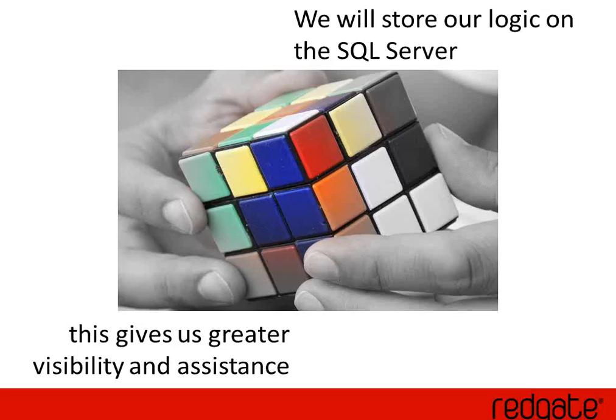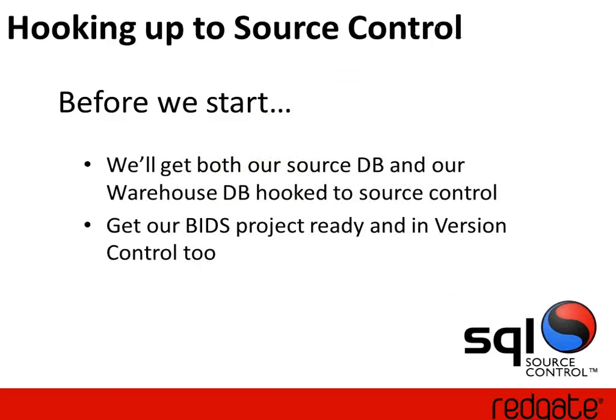So what are the benefits that this approach provides for us? Well, first of all, as with any developer worth their salt, we need to consider versioning, and we need to look at actually getting our objects under source control. So once the logic is actually stored on the SQL Server, we can make use of Redgate's tools to provide source control to database developers. We can actually use those for our business intelligence objects.